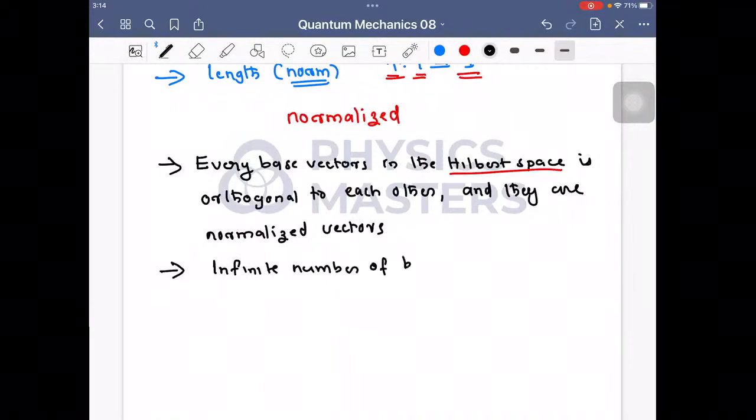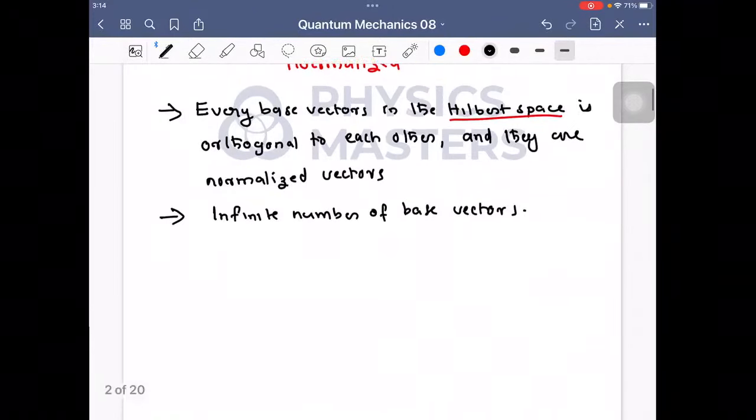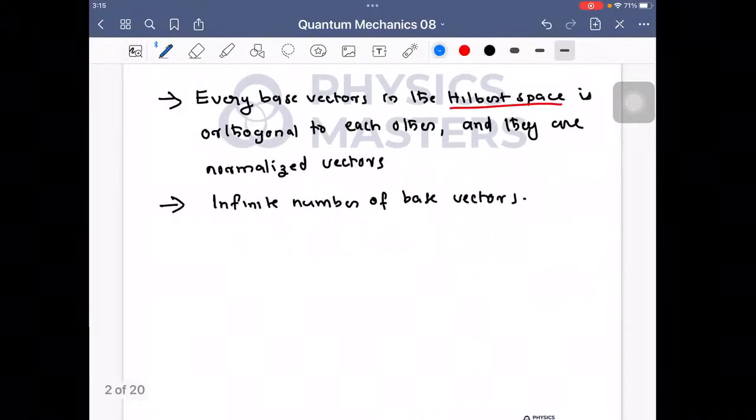Infinite number of base vectors. Why do we consider a Hilbert space? It is because when we consider a Hilbert space and its properties, we can easily understand the concept of the quantum mechanical system, and we can solve many problems easily and quickly.